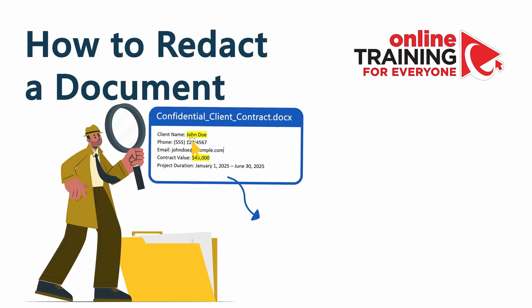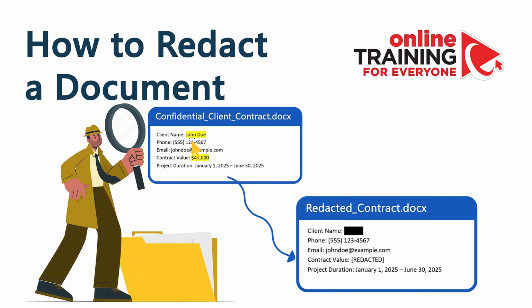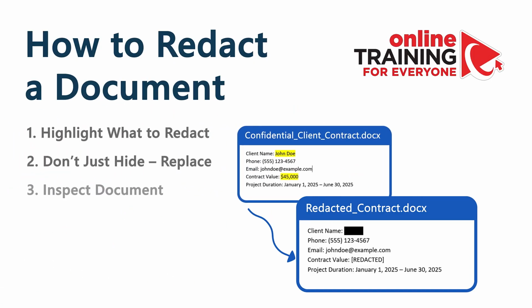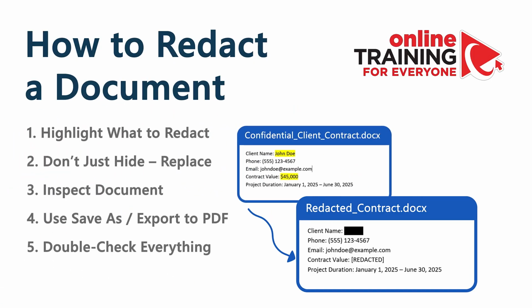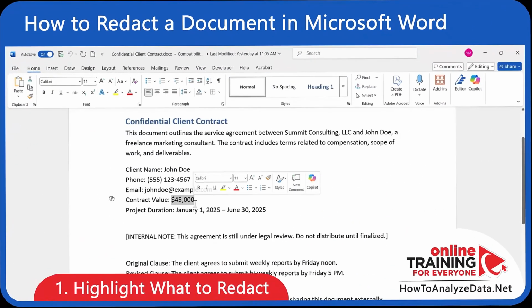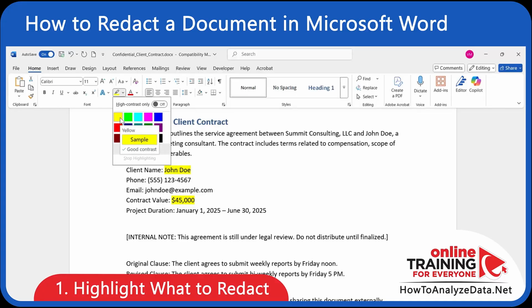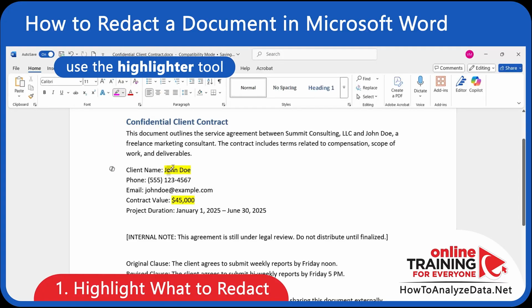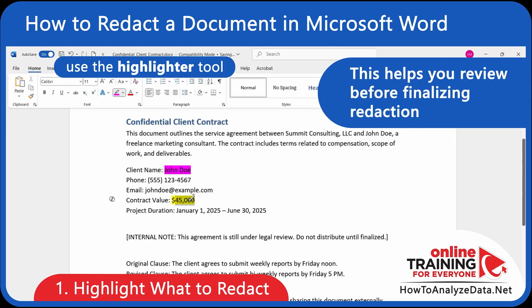A lot of times, you need to share a document but remove sensitive data, like names, account numbers, or confidential terms before sending it out. This process is called redaction. Let's start by identifying and highlighting what needs to be redacted. As a first step, let's use the Word Highlighter tool to temporarily mark everything that should be redacted. That helps you review before finalizing redaction.